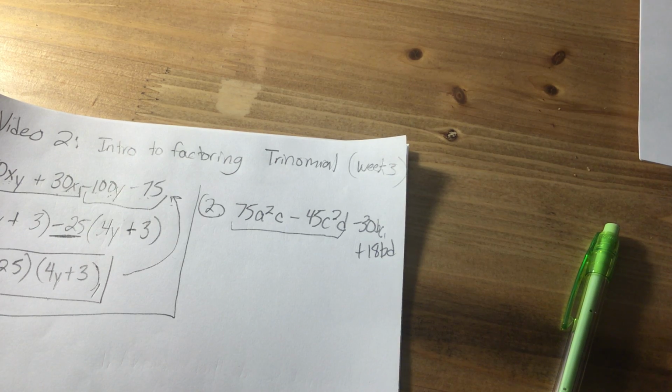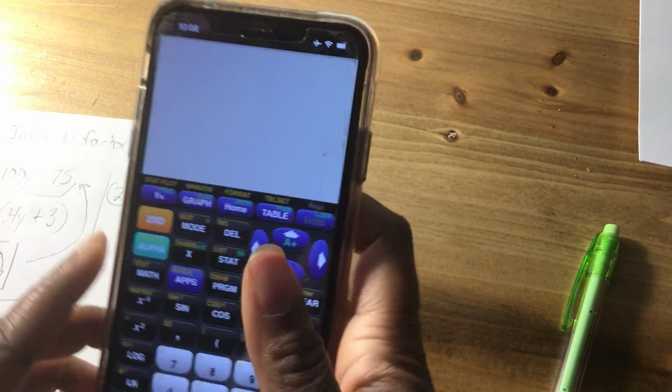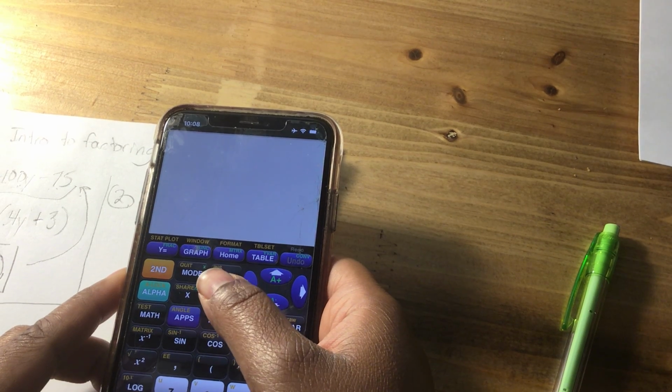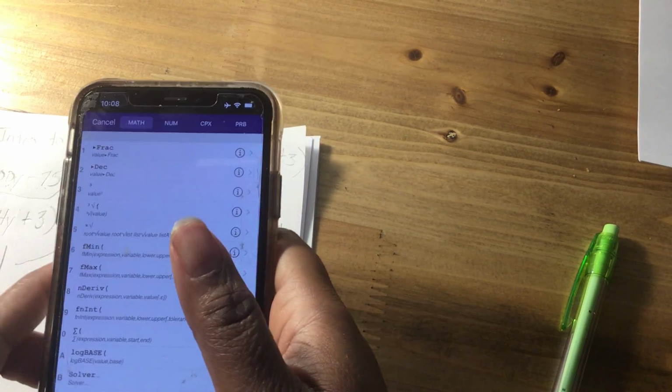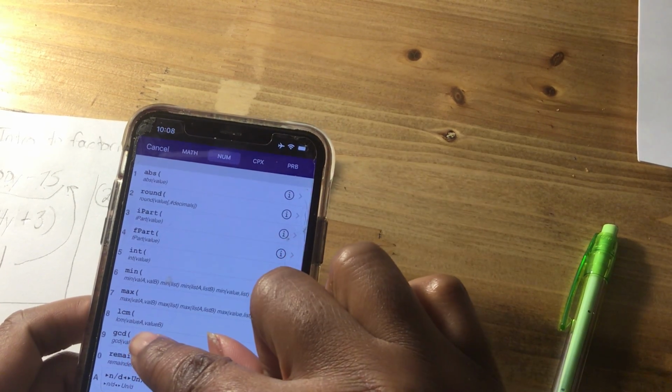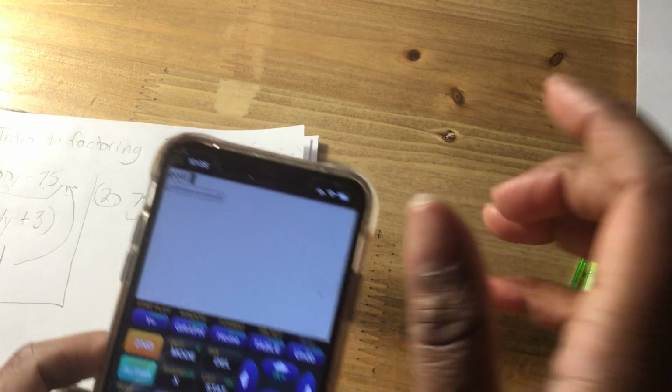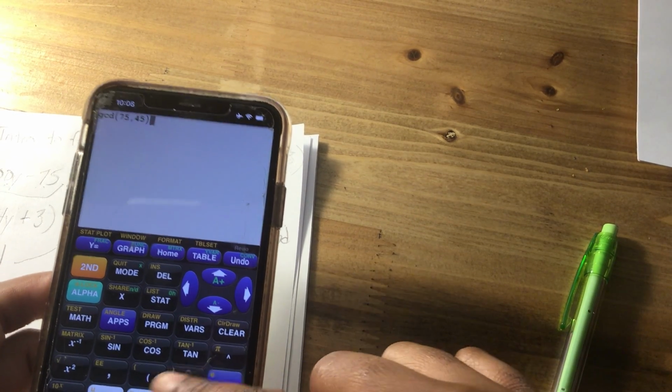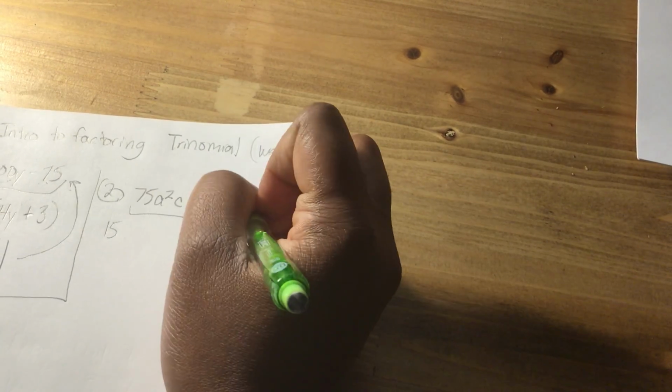If you watched the video that I created the first time, you can go to math, then over to num, and down to GCD, and you type in 75, comma 45, because you're factoring the first 2. Close the parentheses, and you get 15. So I can take out a 15, and they don't have an A in common, but they do have at least one C in common. So I can take that out.